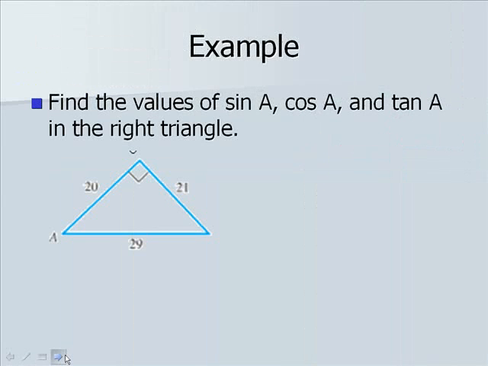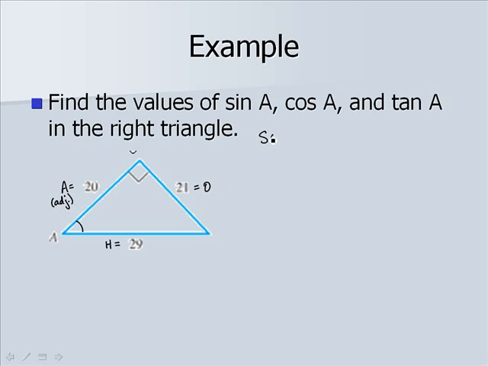So let's do an example. We want to find the values of the sine, cosine, and tangent of angle A here in this right triangle. So we identify that 29 is our hypotenuse. It's the side opposite our right angle. The adjacent side would be 20 here. And that's adjacent, so let me mark that here so we know the difference. Our adjacent side. And our opposite side would be 21.